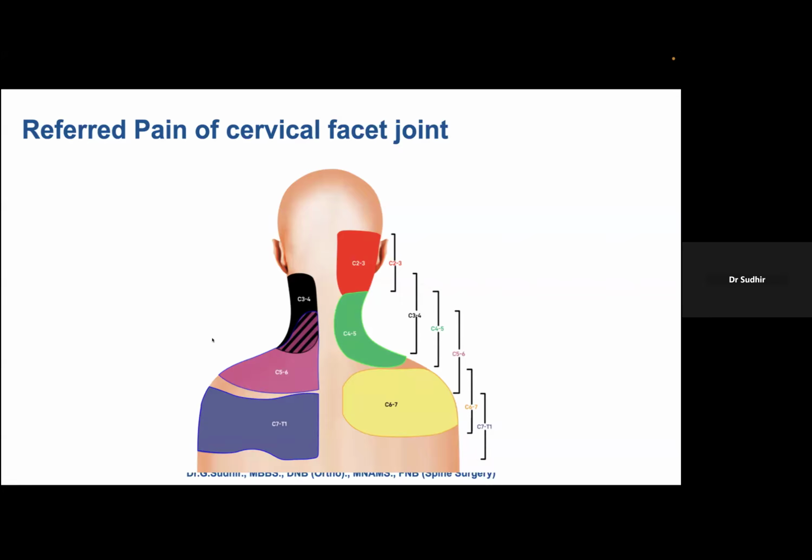Yeah. And so this is the diagram which Dr. Arshit was also showing. So the referred pain for cervical facet joint. The pain may radiate to the occiput region or to the back of the head as well as to the occiput and to the head. Another common kind of patients will come to you.